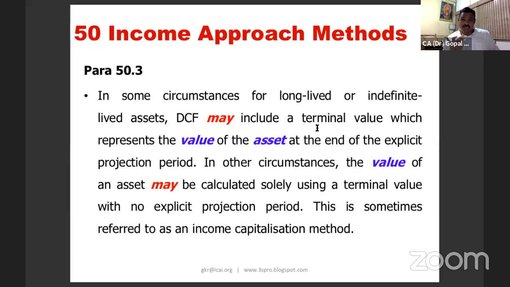So in some circumstances, for a long-lived or indefinite-lived asset, DCF may include a terminal value. So there also, even if it is indefinite, you have to take a definite terminal value, which represents the value of the asset at the end of the explicit projection period. How many years should be an explicit period? 5 years, 8 years, 3 years, 4 years, 10, 12, 13. So we have to see. Please wait, I'll tell you that.